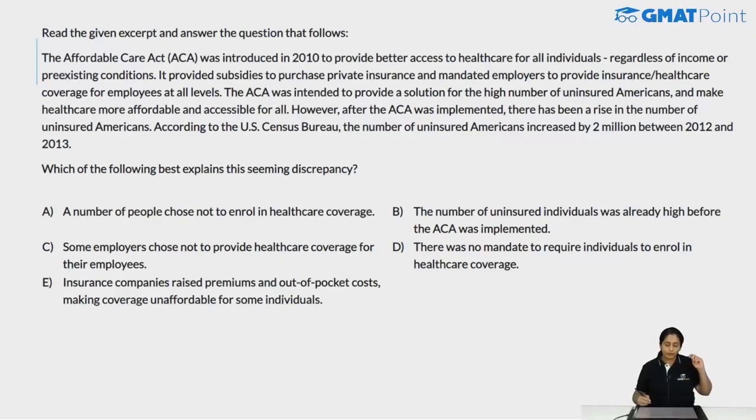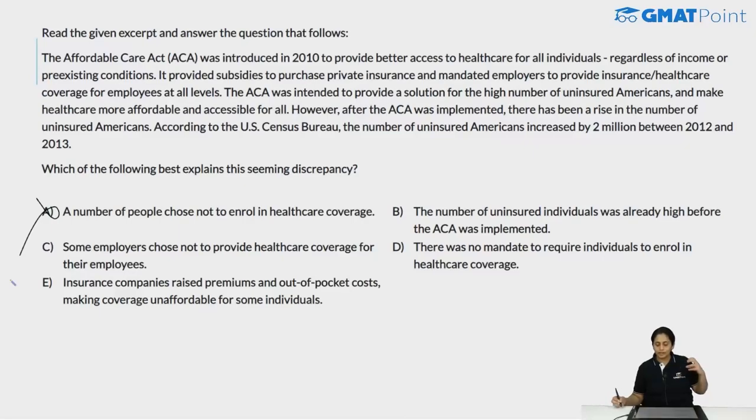A: A number of people chose not to enroll in the healthcare coverage. If this is the case, then the number should stay the same. The number of people who chose not to enroll would stay the same before or after the ACA. If they were choosing not because of the ACA or any impact of the ACA, you can't explain why the number increased. Here you have to look for a factor that would explain why after implementing the ACA, the number actually increased. So there was some kind of negative impact of the ACA on the number of insured, and no such negative impact is mentioned in A. So A can be eliminated.